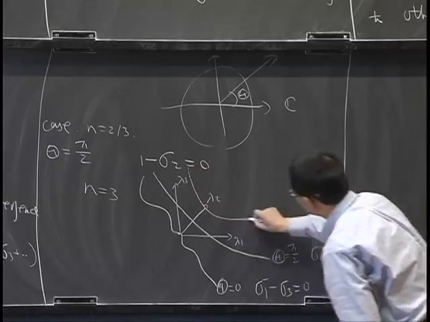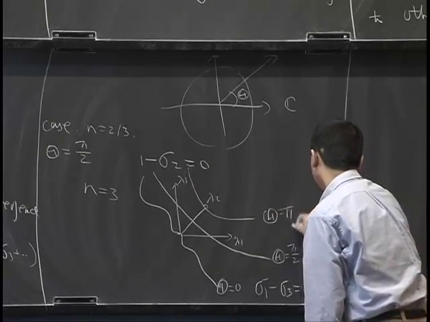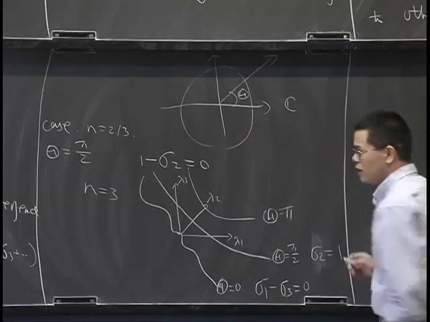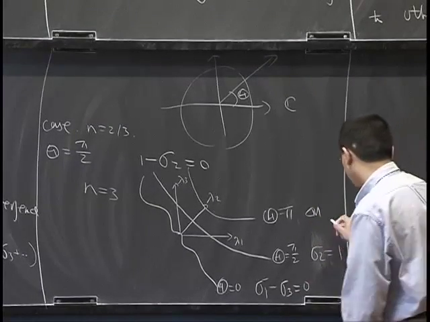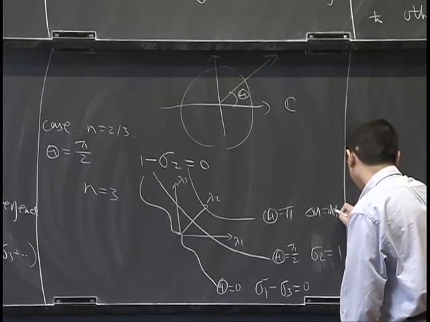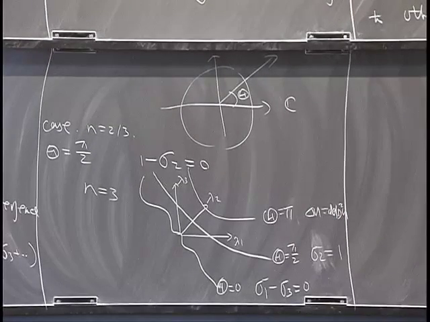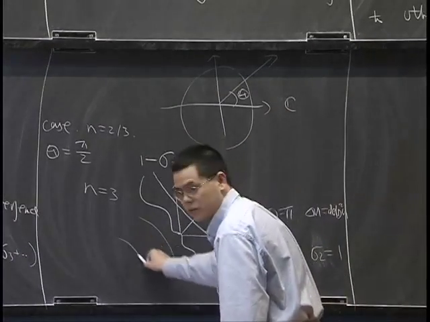When capital theta increases to pi, again, the imaginary part is sigma 1 minus sigma 3. Sigma 1 is just the Laplacian. Sigma 3 is the determinant. So we have this beautiful equation, Laplace equals the Monge-Ampere pair. The negative part is just by symmetry.